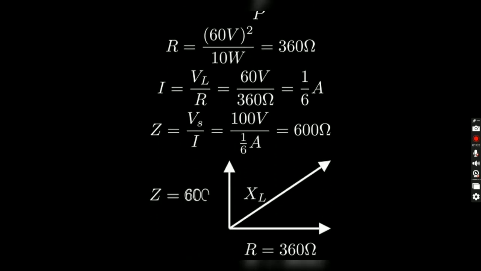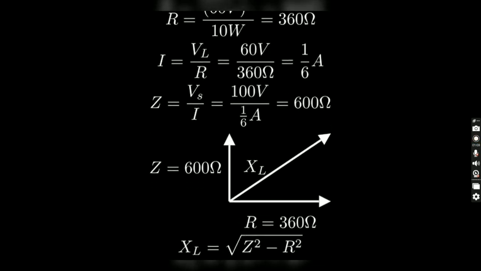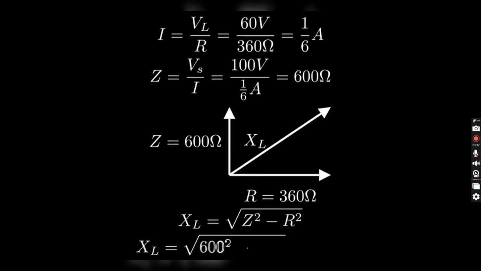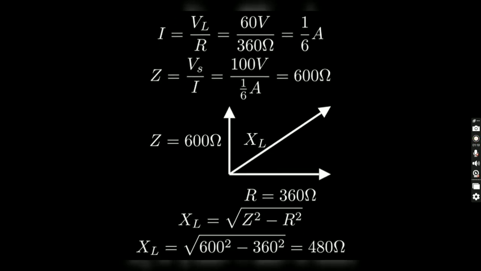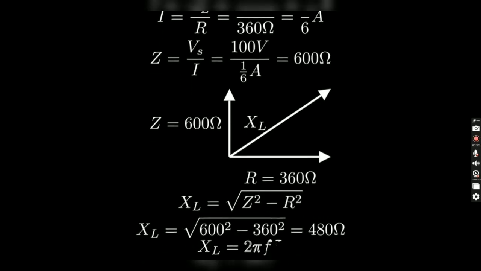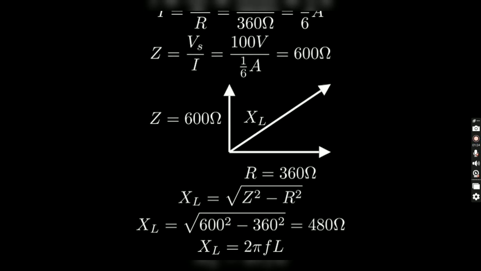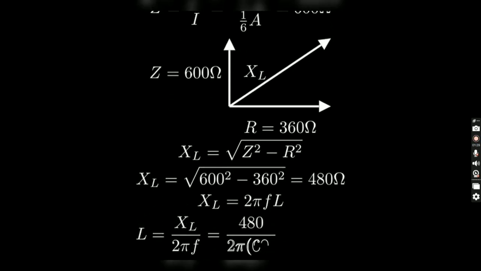In an AC circuit with resistance and inductance, the total impedance forms a right triangle with resistance and inductive reactance. Using the Pythagorean theorem, we can find the inductive reactance by taking the square root of impedance squared minus resistance squared. This gives us 480 ohms. Finally, we can calculate the inductance. The formula for inductive reactance is XL equals 2πfL, where f is our frequency of 60 Hertz. Solving for L, we divide XL by 2πf. This gives us an inductance of approximately 1.27 henries.